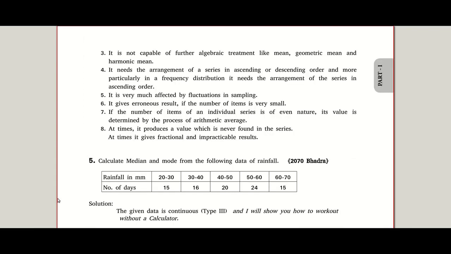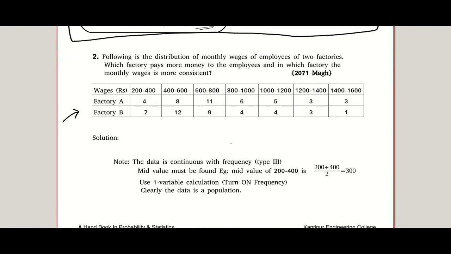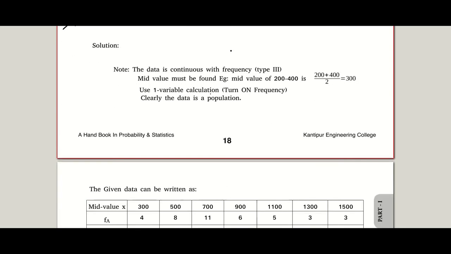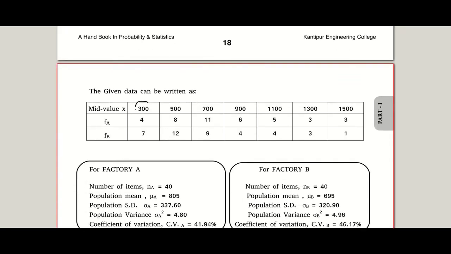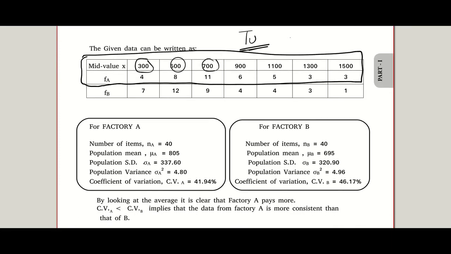So now in this question, look at this. Clearly this is type 3, continuous data. So what you do is you change the table into the mid value table, because that's the best approximate value that we can assume for the data. Now you can plug this into the calculator, but remember, turn on frequency in your calculator. That's it, the same thing.